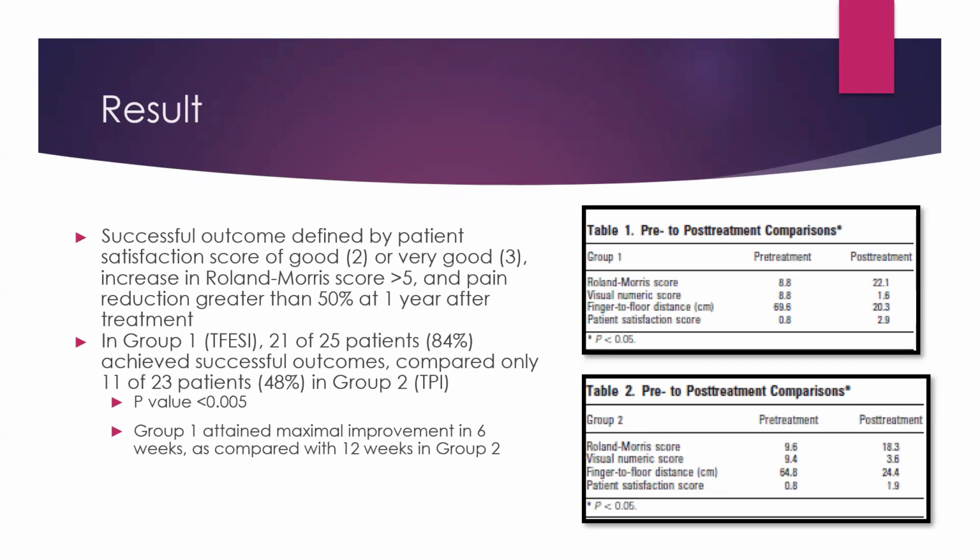So the results. Important to highlight what they defined as a success: a satisfaction score of good or very good, increase in Roland-Morris score of greater than 5, and pain reduction greater than 50% reported at 1 year after treatment. So group 1, the transforaminal group, 84% achieved success, as defined, compared to only 48% in the trigger point injections. And this was statistically significant, and it is important to note that group 1 did achieve maximal improvement slightly faster than the trigger point injection group 2.